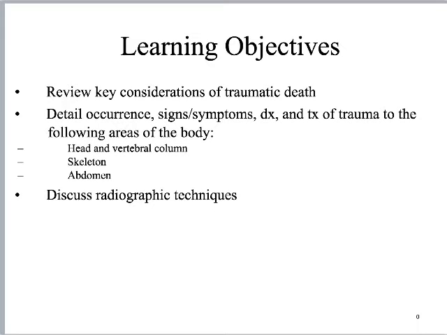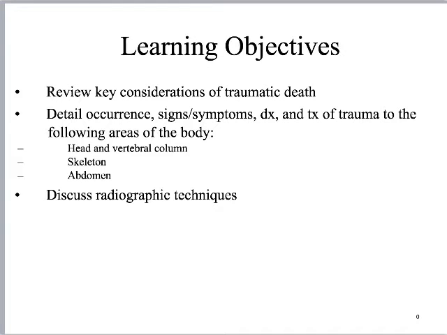So here's the learning objectives. We're going to talk about how traumatic death works. We'll talk about signs and symptoms for diagnosis and treatment of trauma. And we'll kind of break it up by different sections of the body. A lot of this is going to focus on the head, the vertebral column, and skeleton, because that's where most of our focus is as x-ray techs. Like I mentioned, the abdominal stuff or the chest stuff, a lot of times is being referred to CT. And then we'll talk a little bit about our techniques to be used for this.